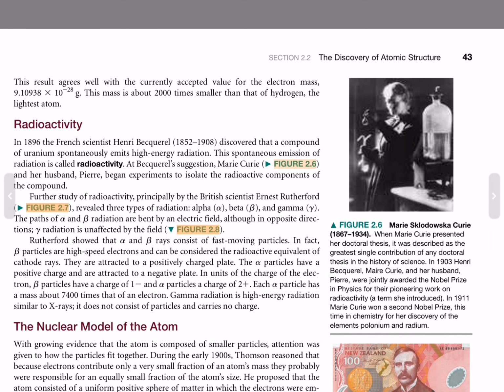Figure 2.6. Marie Curie. When Marie Curie presented her doctoral thesis, it was described as the greatest single contribution of any doctoral thesis in the history of science. In 1903, Henri Becquerel, Marie Curie, and her husband Pierre were jointly awarded the Nobel Prize in physics for their pioneering work on radioactivity, a term she introduced. In 1911, Marie Curie won a second Nobel Prize, this time in chemistry, for her discovery of the elements polonium and radium.